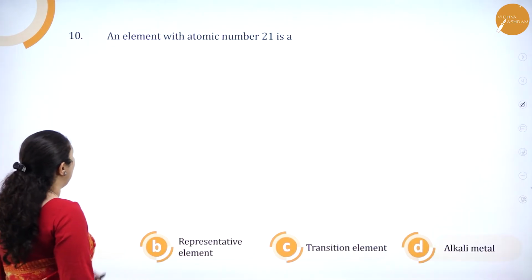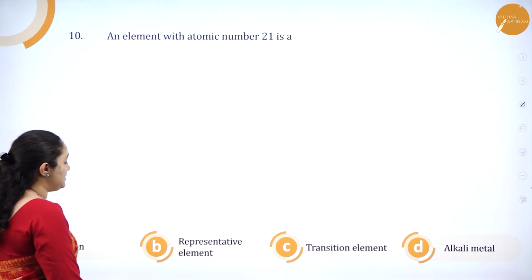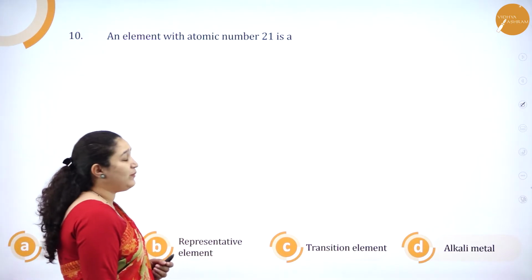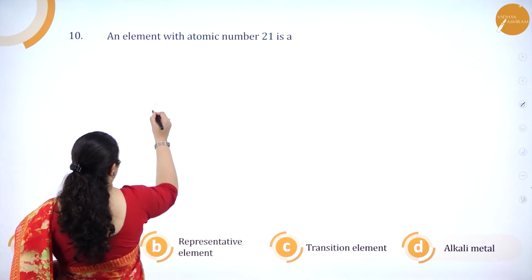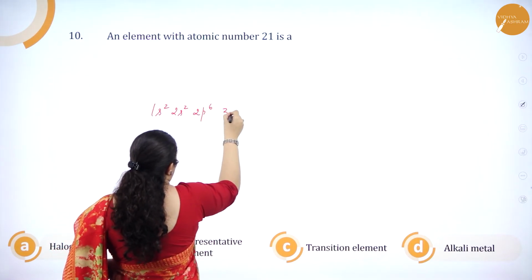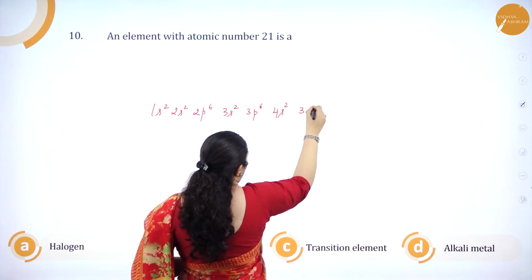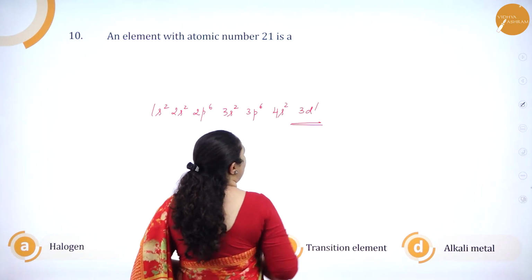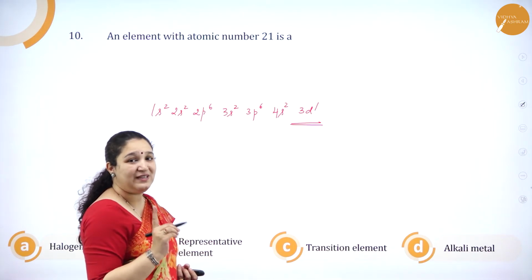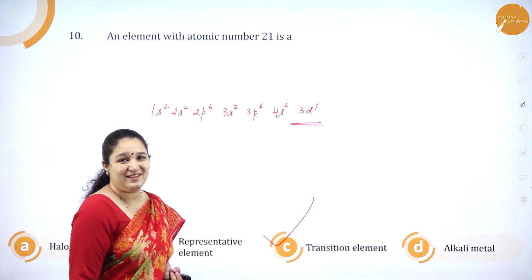Okay. Next one. An element with atomic number 21 is a halogen, a representative element, a transition element, or an alkali metal. See, atomic number 21, it's very simple. I shall just write the electronic configuration: 1s2, 2s2, 2p6, 3s2, 3p6, 4s2, 3d1. So it is filling the d orbital. So it should be a transition element, or a d block element, which is also called a transition element. So option C is the correct answer.